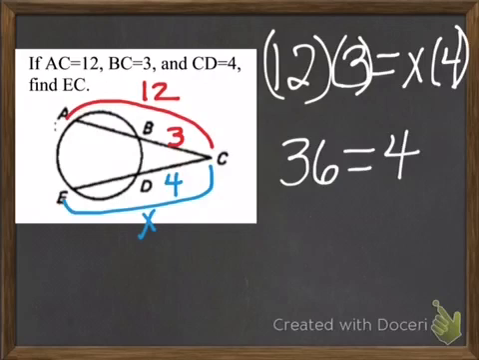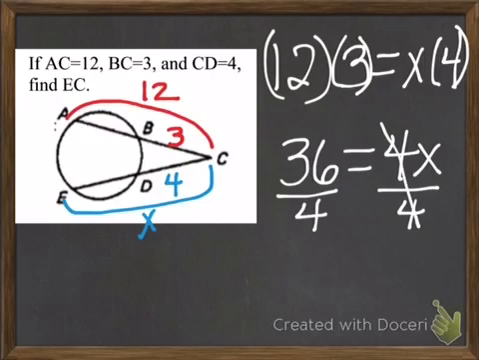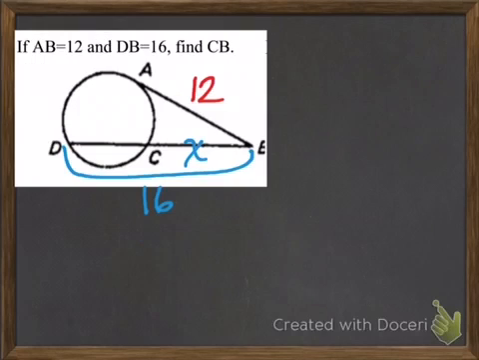X times 4 is 4X. If I use the division property of equality, I divide both sides by 4. That eliminates the 4's here. So 9 equals X. So the length of AEC would be 9.